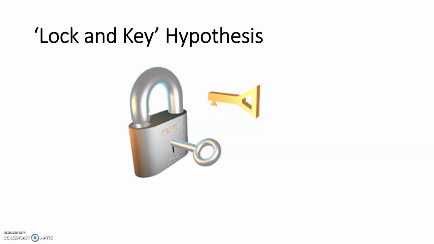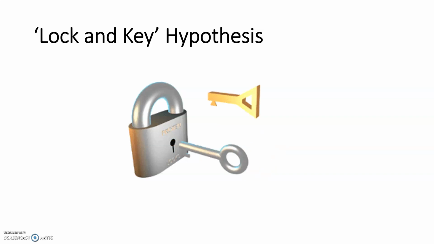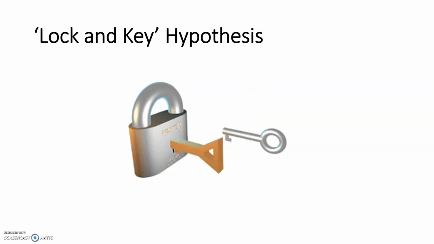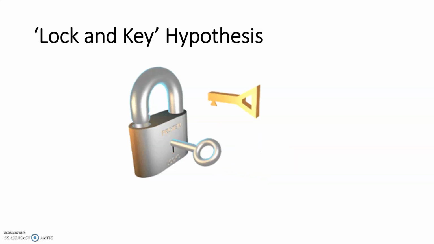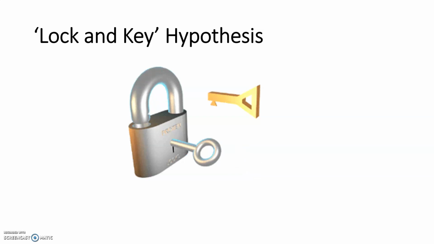So I'm very sure that most of you are familiar with how a key works. The key will fit into the lock, and the shape of the key must be specific to the lock in order to open the lock. As you can see here, the golden key is not able to open the lock, but the silver key is able to open the lock. And that's because the shape of the silver key fits perfectly into the lock.